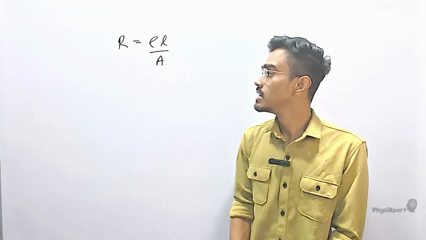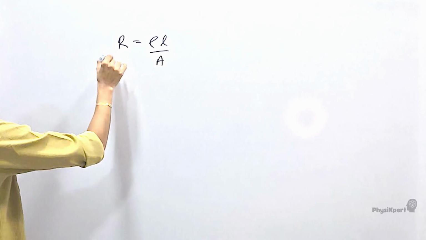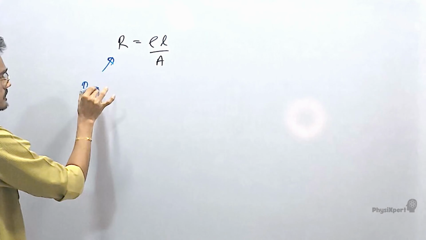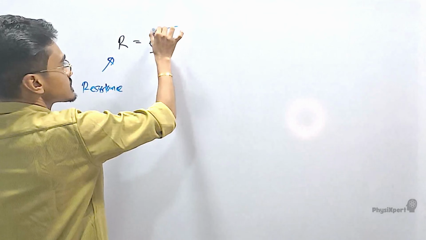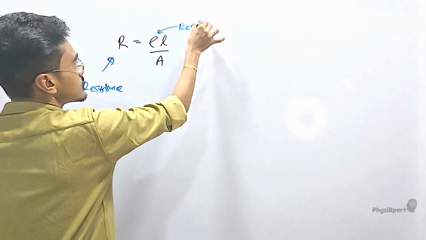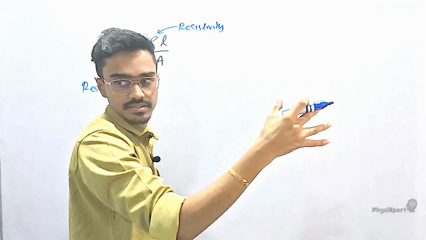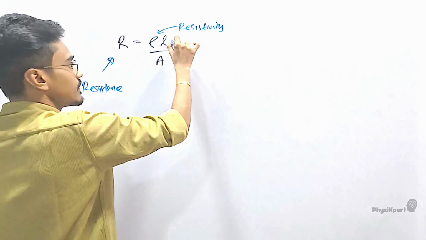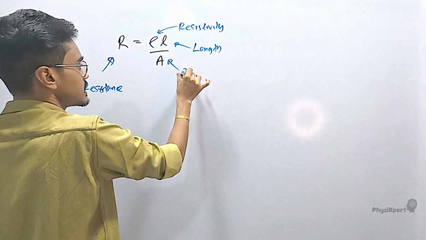Got it? So in this equation, this is resistance, and rho is resistivity. Resistivity is a constant for a given substance. L is length, and A is the cross-sectional area. Right?